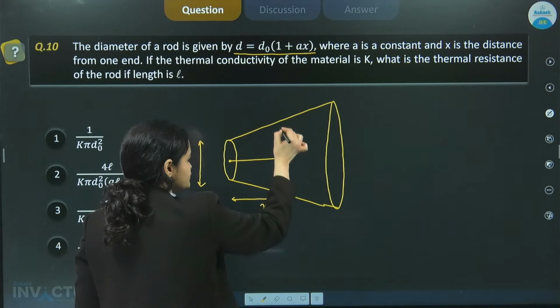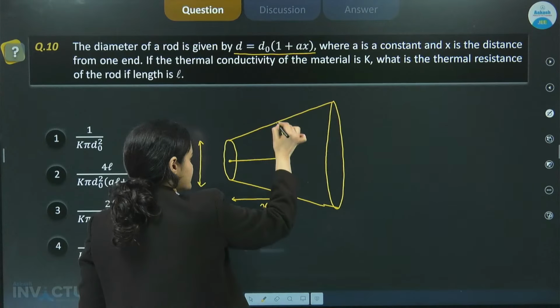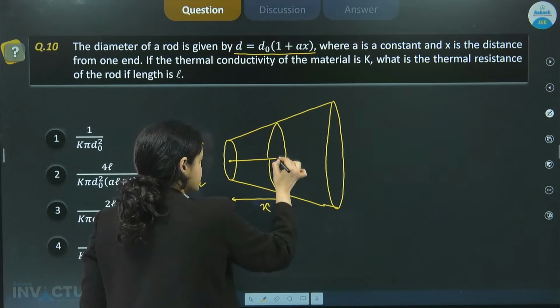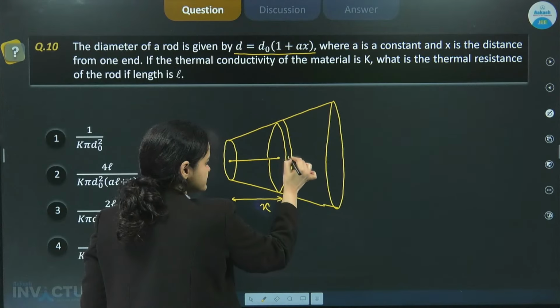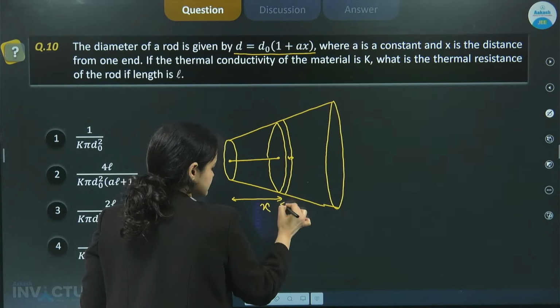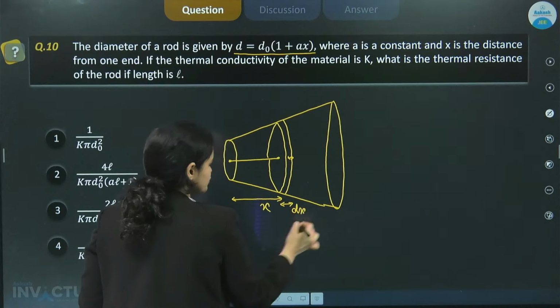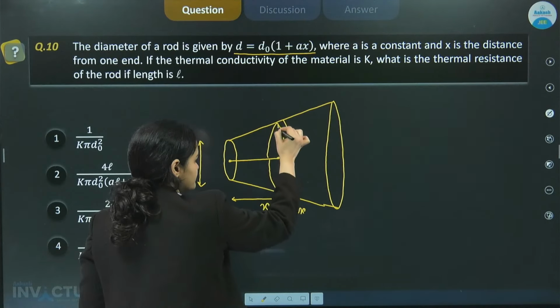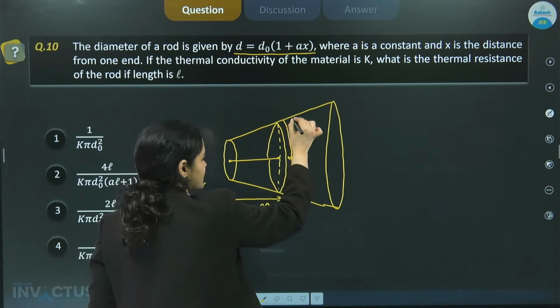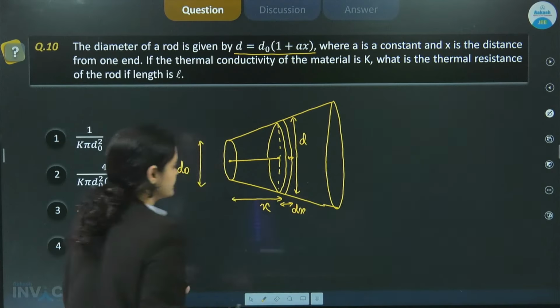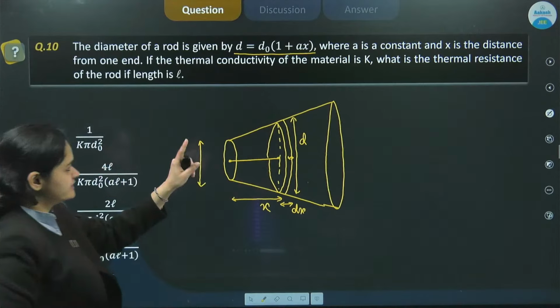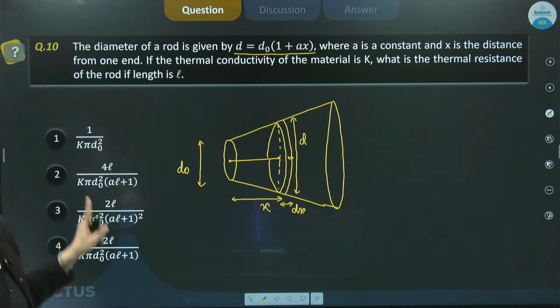Now at this position, if I select a disk kind of element whose thickness I'm assuming to be dx, the diameter at this position can be written as the value given to you, that is d. Now for this arrangement, conductivity is given to us, we have to find out the resistance.